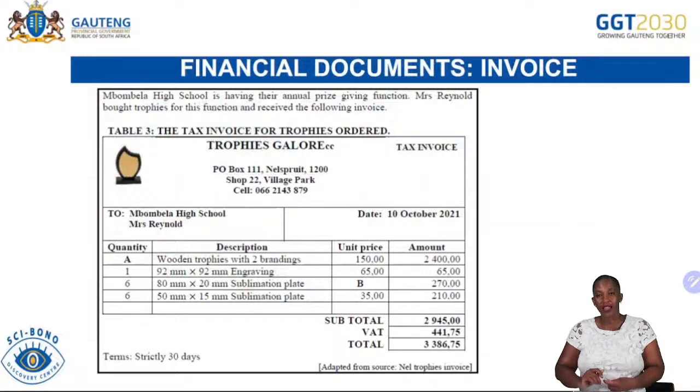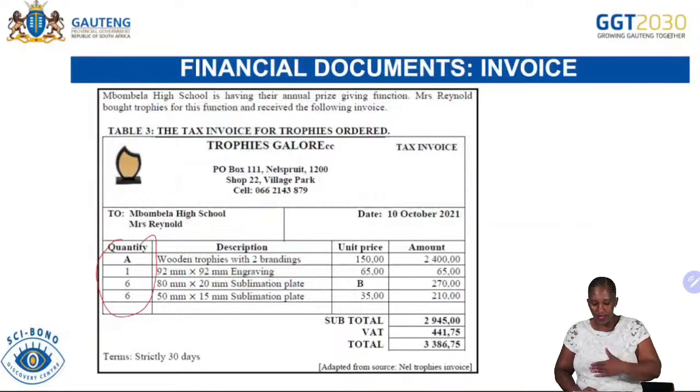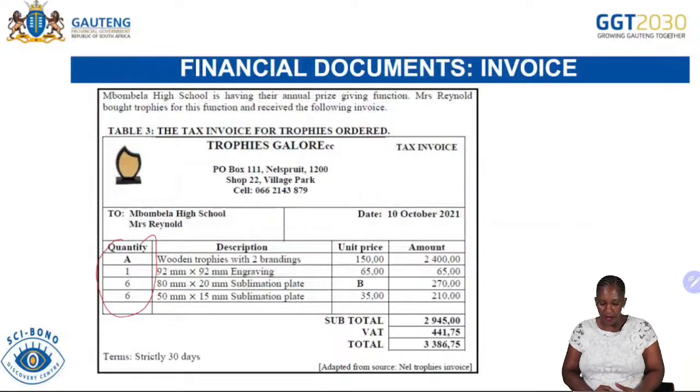It's a tax invoice so that she can take it back to the school, and then when they do the reconciliation, they can check: did this person pay for these trophies or did they steal them? And then the invoice is there. It shows the box number, the Mbombela High School, the address, the date at which the invoice was generated, the quantity of items that she bought, and the description of the items, wooden trophies with branding, and then the unit price of that wooden trophy, how many units she bought, and the amount that she paid for that.